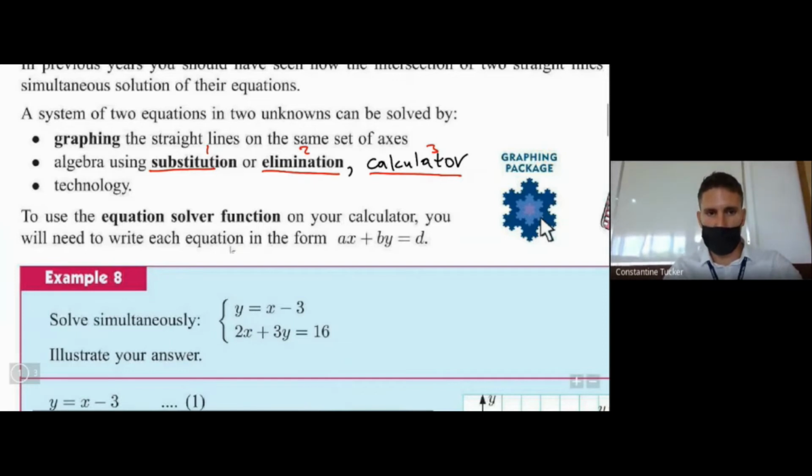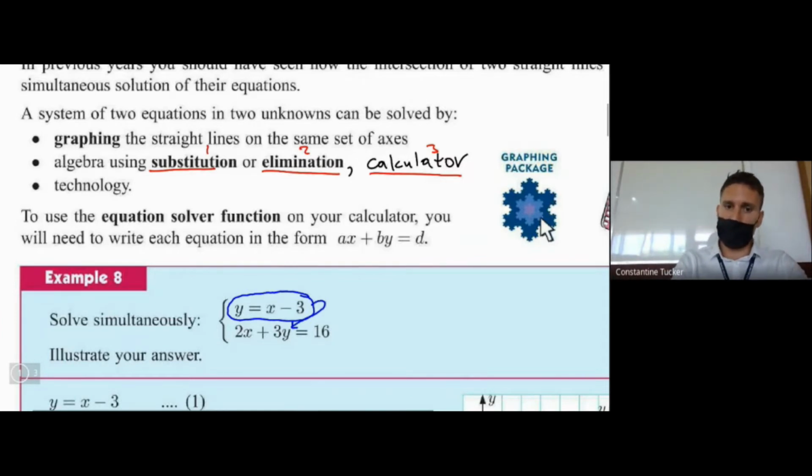How do we start with substitution? Well, substitution means we take y is equal to something, or x is equal to something for that matter, and we put it into the other formula. In this case, it's already been done for us. So it would be wise to just use y is equal to x minus 3 and substitute into the other formula, replacing the y with x minus 3.